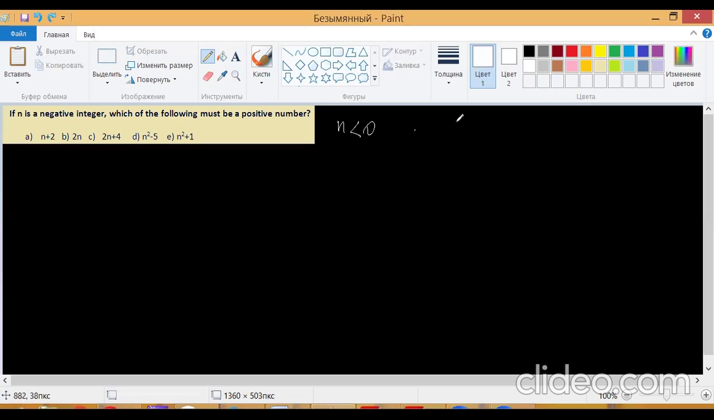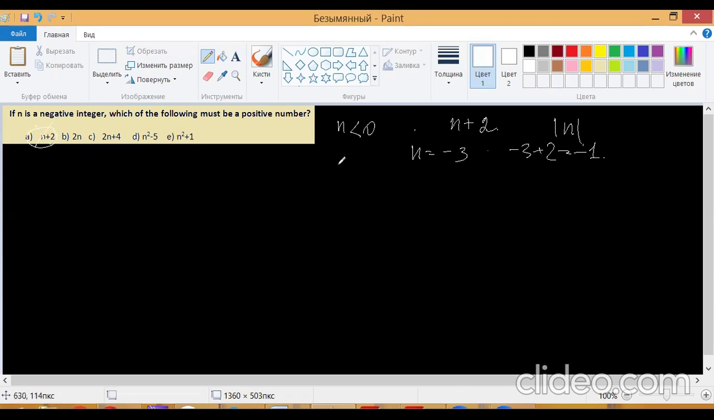Let's take a look at the first one, n plus 2. If we take n which is more than 2 in terms of its absolute value, I mean modulus, in this case we will get a negative number. For example, if we take n equal to -3, we will get -3 plus 2, which is -1. And we are expected to get a positive number. For that reason, option A is incorrect.